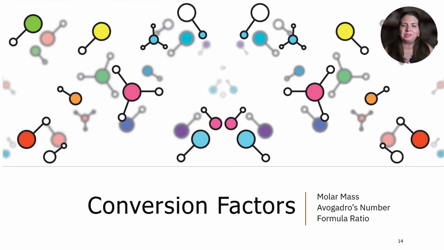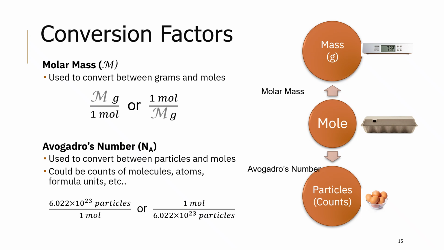In this video, we are going to practice using molar mass, Avogadro's number, and formula ratios as conversion factors in dimensional analysis. There are three units we commonly work with in chemistry: mass, measured in grams, amount of substance measured in moles, and particle counts, which may include atoms, molecules, or formula units.